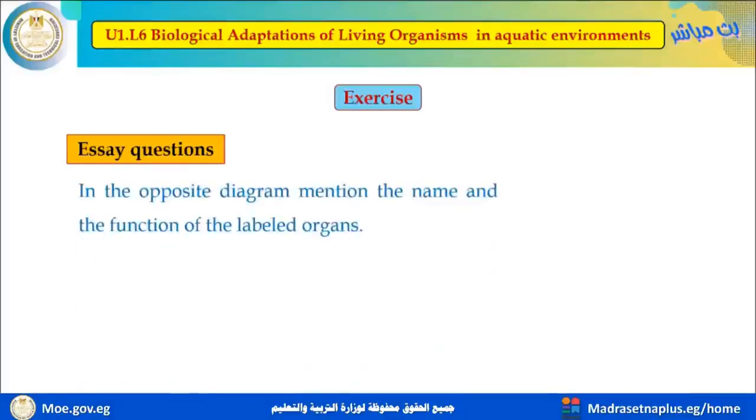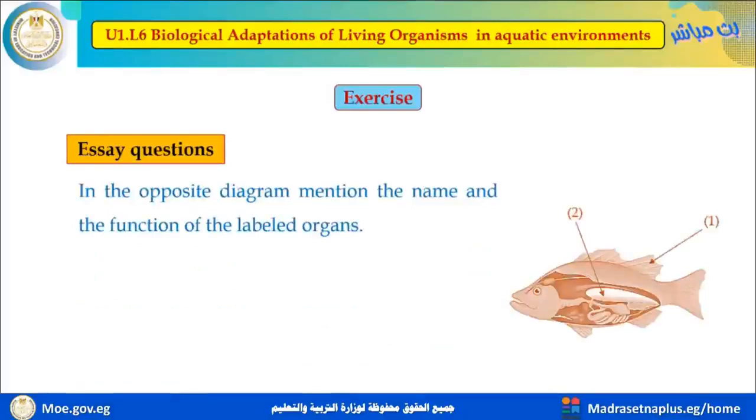And now let's go for the essay question. In the opposite diagram, mention the name and the function of the labeled organ. Okay, look at the picture first. We have two things, 1 and 2. If you look at 1, it refers to the fin. Yes, and 2 refers to the air sac or swimming bladder. So what is the function of the swimming bladder? As we mentioned before, it helps the fish to float. If the fish wants to move up or down in the water, it needs to use what? Yes, the air sac or swimming bladder.